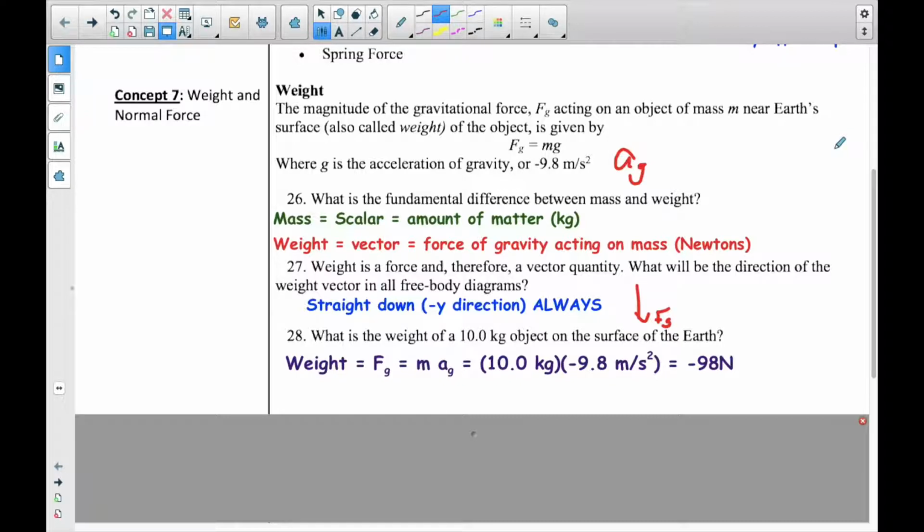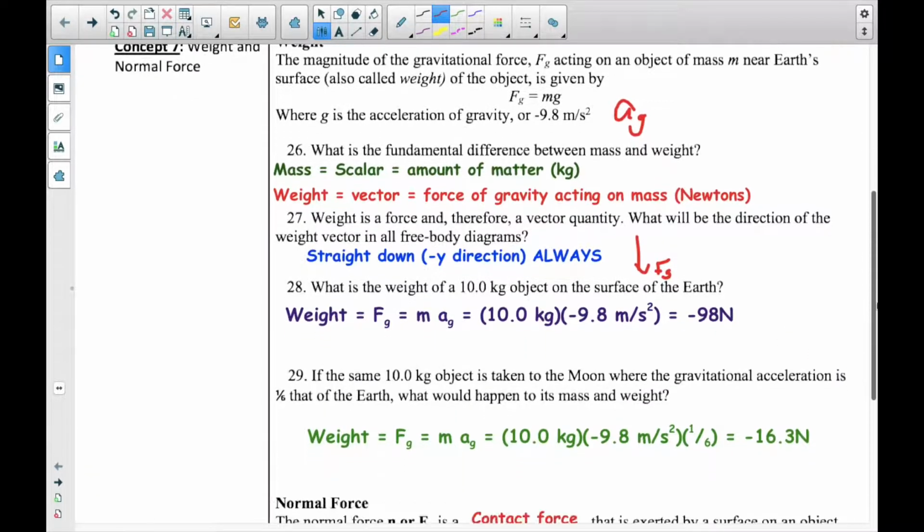All right, what about some calculations? If we have a 10-kilogram object on the surface of the Earth, how do we figure out the weight of that? Well, again, weight is like force of gravity, and so we would just take 10 kilograms times gravity, and that's going to give us negative 98 newtons. So that's just a real basic calculation there.